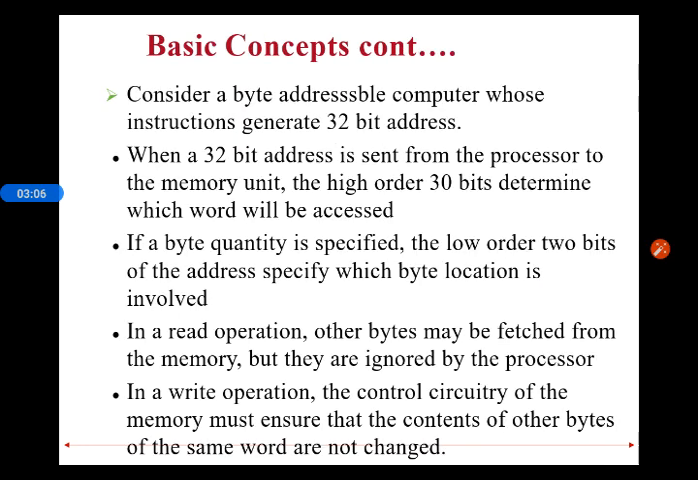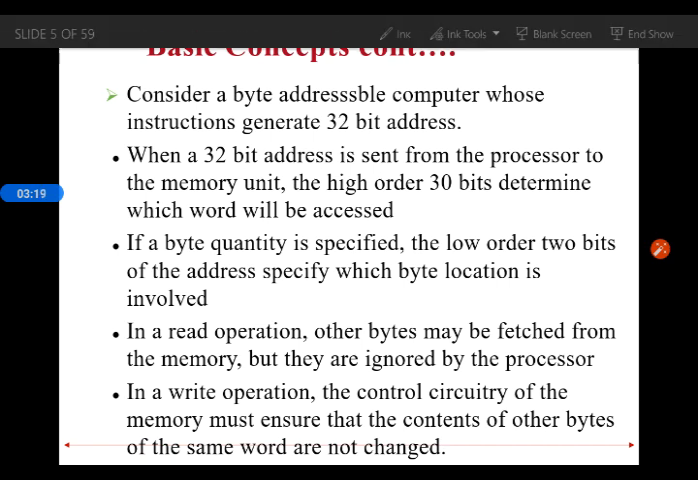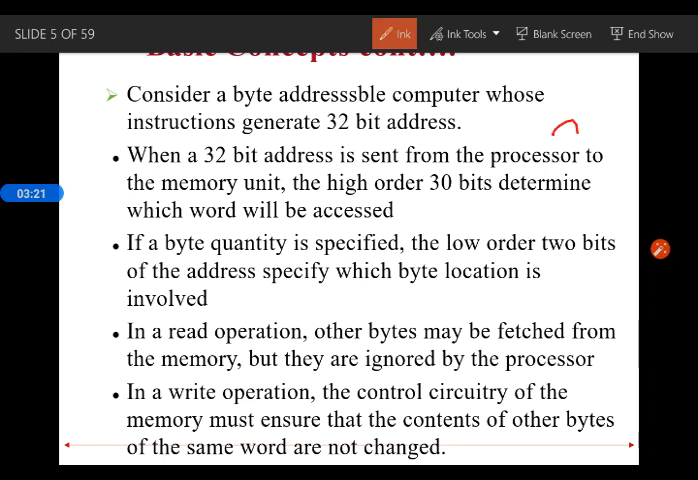Now consider a byte addressable computer whose instructions generate a 32-bit address. If it is a 32-bit address, we can address 2 raised to 32 locations. When a 32-bit address is sent from the processor to the memory unit, the higher order 30 bits determine which word will be accessed. That all depends on the architecture that we are using.